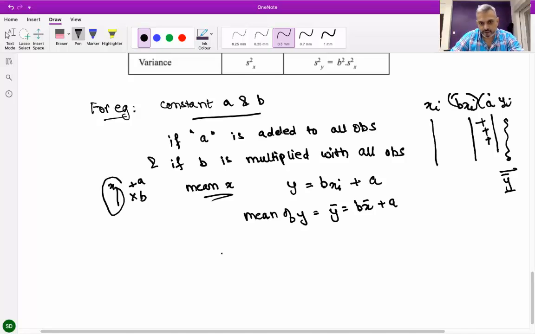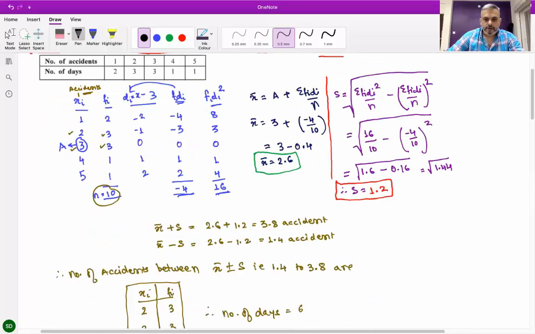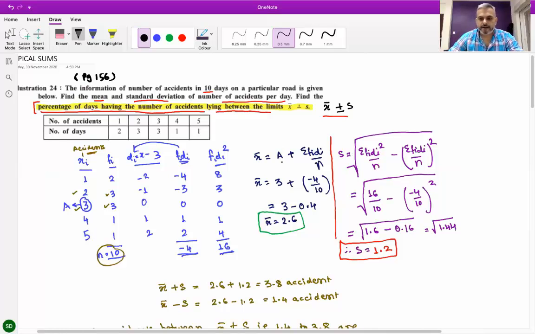When we did this over here, I used the formula x bar is equal to a plus sigma fi di upon n. It means that over here I subtracted this observation 3. So 3 was subtracted, we got a new set, then fidi and then fidi square. So what I subtracted over here, I added.